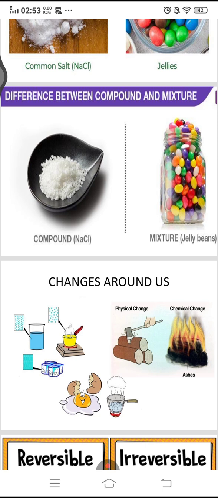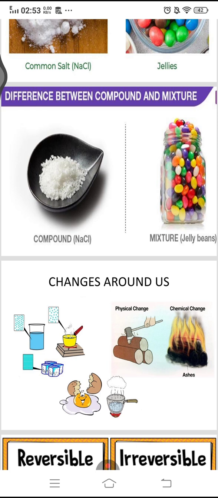But some of the changes are chemical changes. Like whenever we take this log and we make fire, it totally changes. A chemical change occurs. The log is converted into ash or coal, or some gases are removed, and it cannot be changed into the original log again. For example, we have the egg and we boil it.